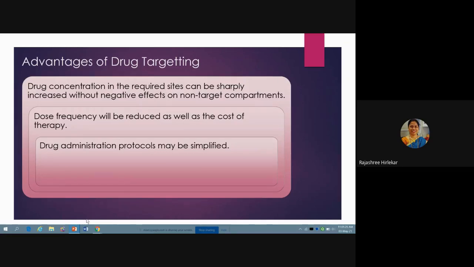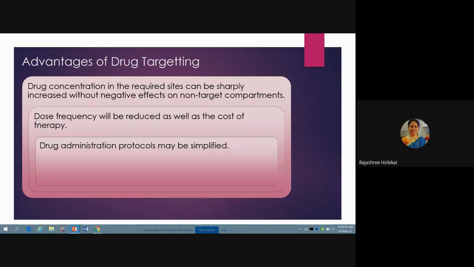Now we'll see what are the advantages of drug targeting. That is, the drug concentration in the required site can be sharply increased without the negative effects on the non-target compartments. Why? Because you are taking the drug only to that specific site, so the concentration there is more, and at the same time the concentration at the other non-target compartments is less or nil, and that's why you don't get any negative effects or side effects or toxicity of the drug.